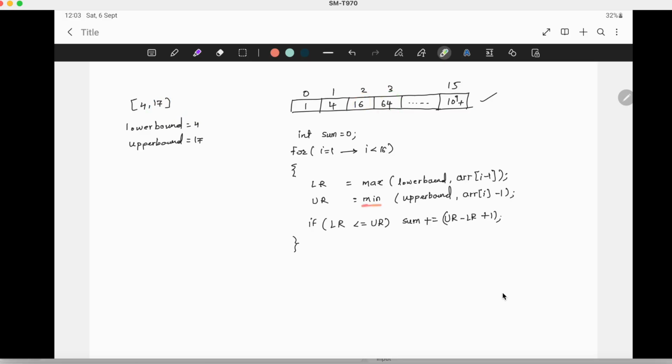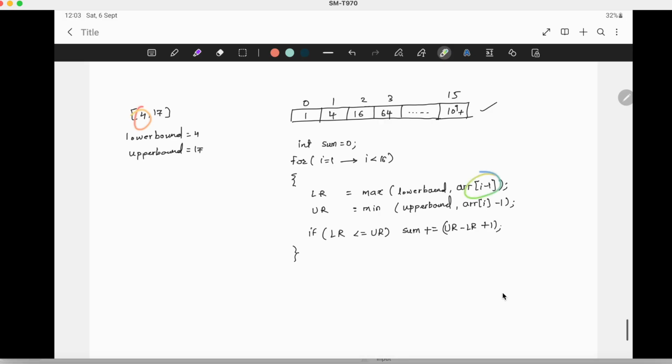Okay, so for that, the upper bound is going to be whatever upper bound value we have, and array of I minus 1, because 64 is something we are considering. 64 minus 1 is the range that we have, 63 to 16. Okay, 16 to 63, all these elements basically take 3 operations. So minus 1 is something I'm doing right over here. So our lower bound is going to be the max between this 4 and array of I minus 1.